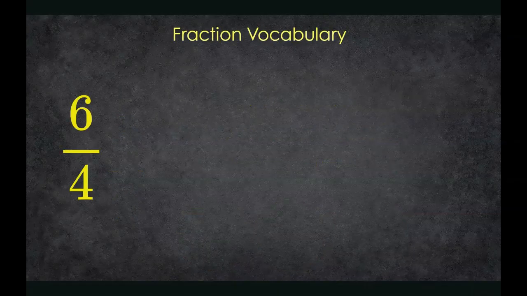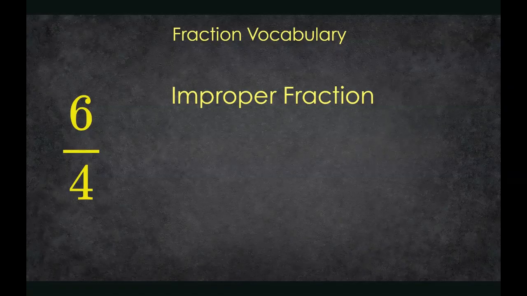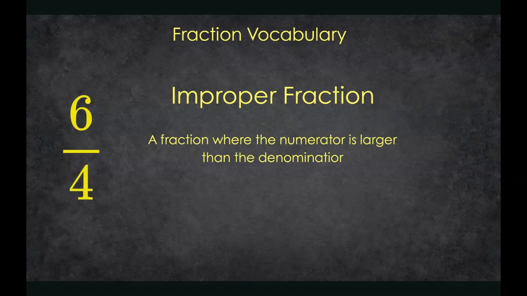All right, 6/4. You notice how this is different? My numerator 6 is larger than my denominator 4. What do we call a fraction where the numerator is larger than the denominator? That is called an improper fraction. And it's exactly what it is. It's improper. The numerator is larger than the denominator. In order to have a proper fraction, the numerator would have to be smaller than the denominator.